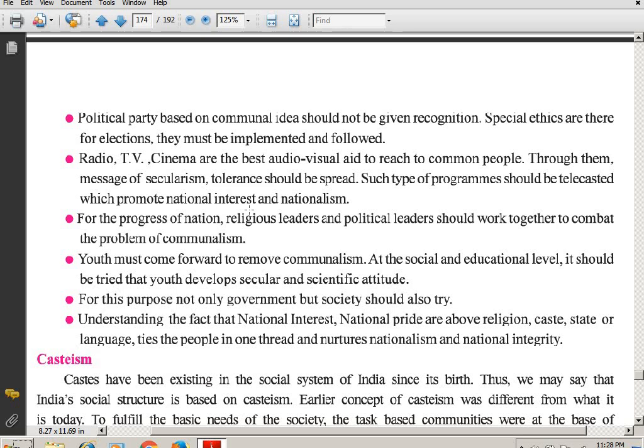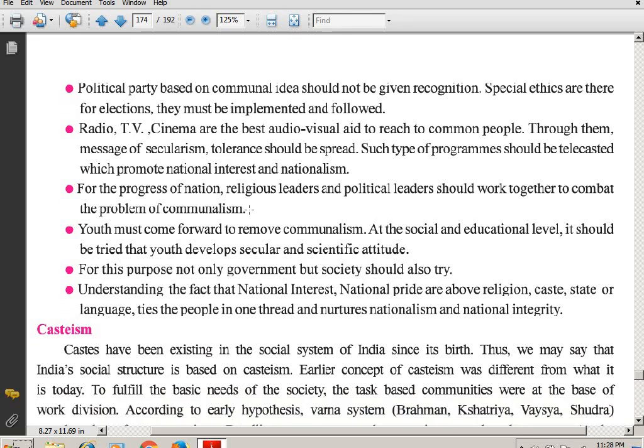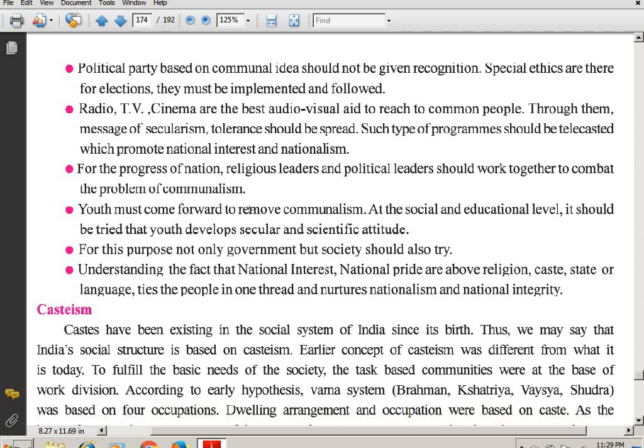For the progress of the nation, religious leaders and political leaders should work together to combat the problem of communalism. Both the leaders should come together and fight to bring national interest and nationalism. They should fight against the problems of communalism. Not to bring only one religion, but all the religions, all the castes should be given appropriate importance. Proper importance should be given.